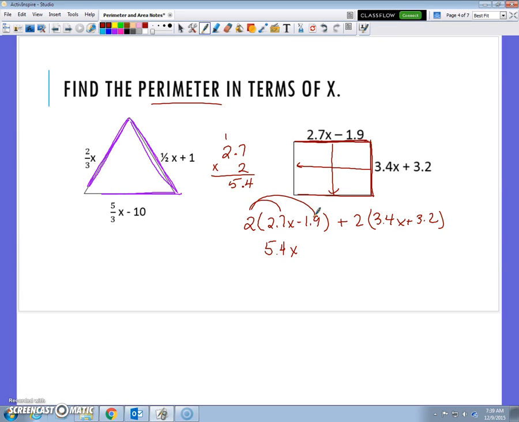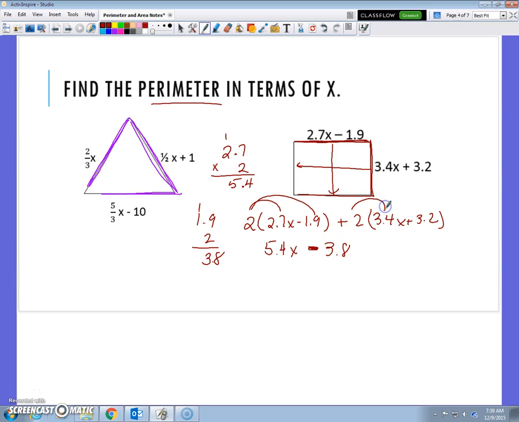And 2 times negative 1.9. So remember, I have a positive times a negative. This is going to be a negative value when I'm done. So 1.9 times 2, we have one decimal point, so 3.8.